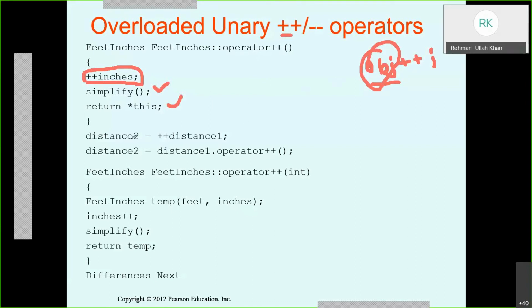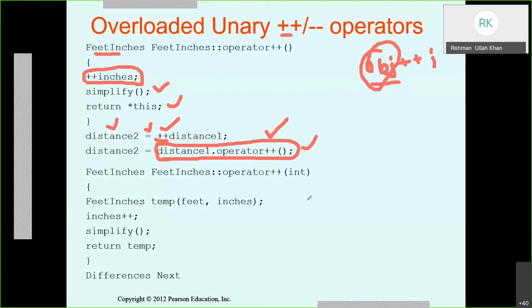Then you can use it like this also. Once you have the return in the function, you can write distance 2 equal to plus plus distance 1, and the returning value will be assigned to distance 2. Actually distance 1 will call the plus plus operator, but normally we will use it like this, while behind the scenes it is actually like this.